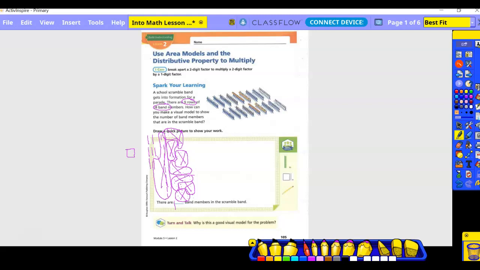Well, I have 1, 2, 3, 4, 5, 6. And how many small cubes do I have, or ones? I had 2 left over. So there are 162 band members in the scramble band. So remember, you have to regroup, and when you regroup, you have to keep track of what you have in there in order to cross off and then go to the next place value.